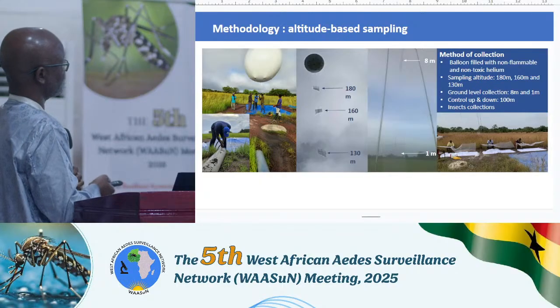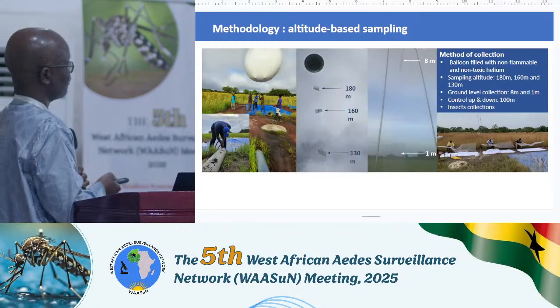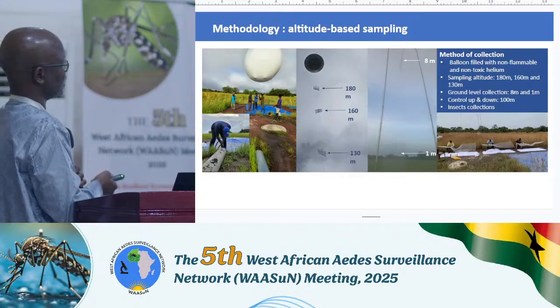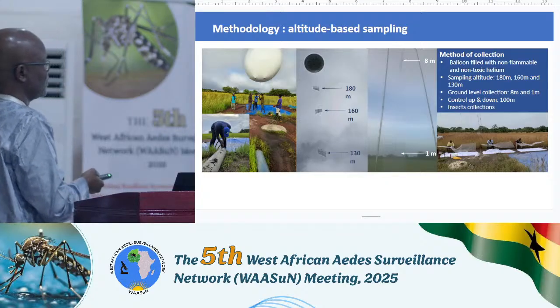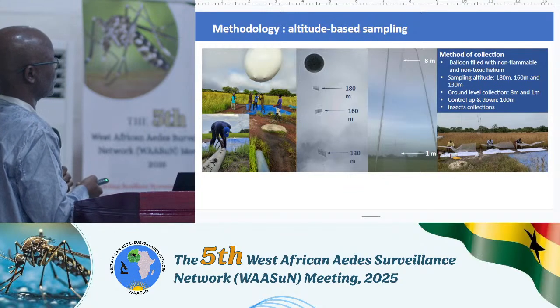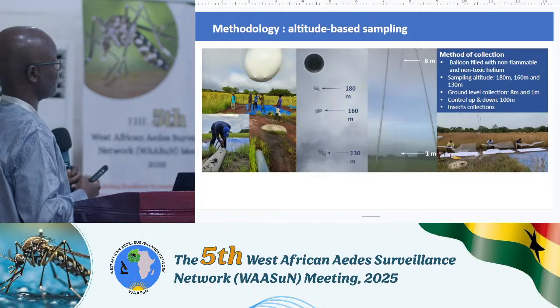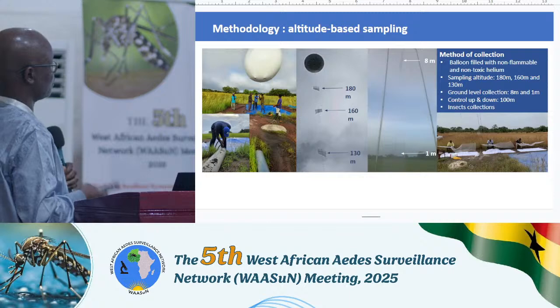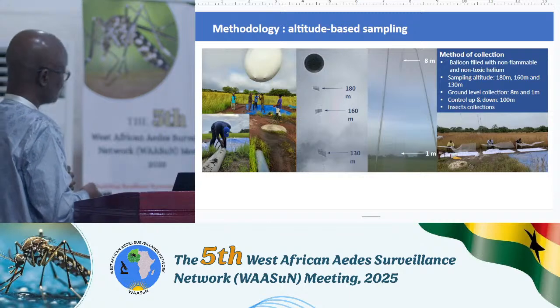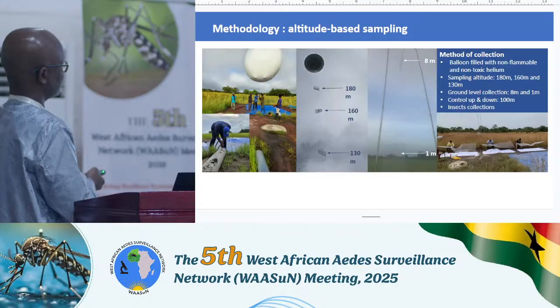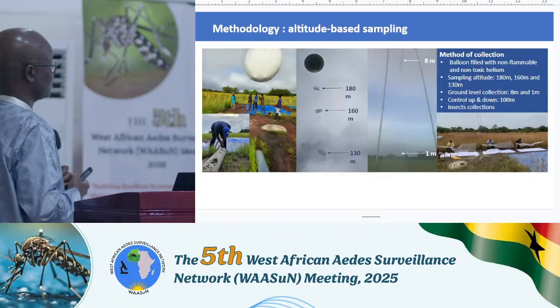And this is a balloon that is filled with non-flammable and non-toxic helium, and the sampling altitudes were 180, 160, and 130 meters. But we also conducted some ground level collection as control tools. And you can see here the different panels which were set up at different distances and which can collect the mosquitoes that fly away.